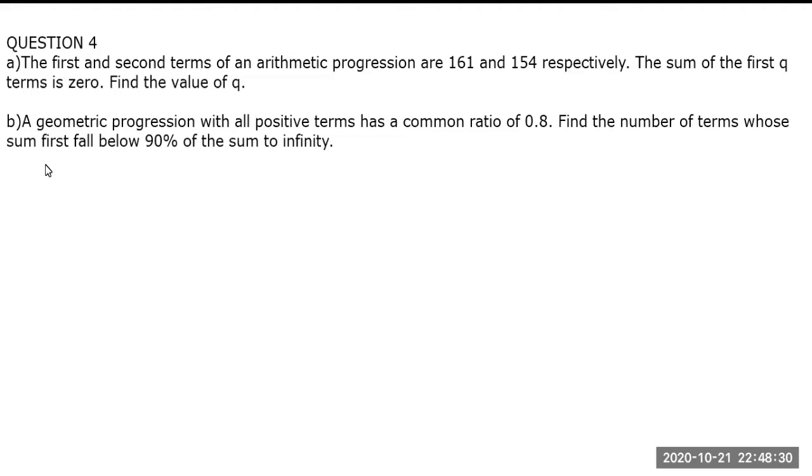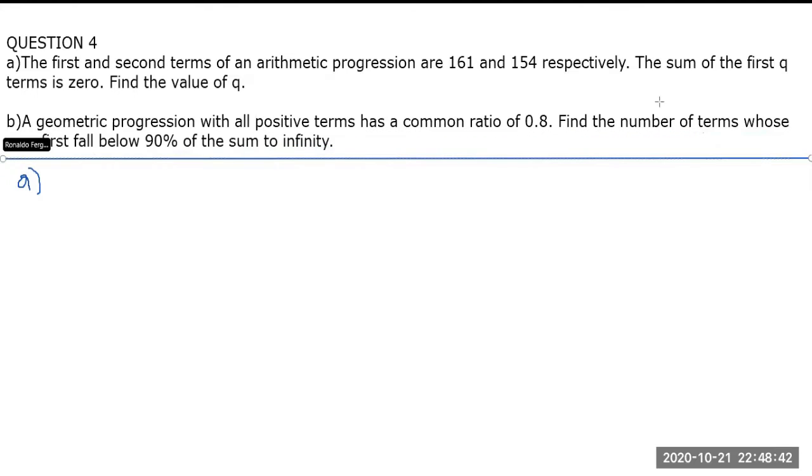So this is for part A, right? Let me try and separate the space. I always like to just make a little bit of space. So they said the first term is 161. And so they're telling us that the first term, we can call it A, is 161. Then the second term, as we know, is A plus D. The second term, A plus D, is 154.